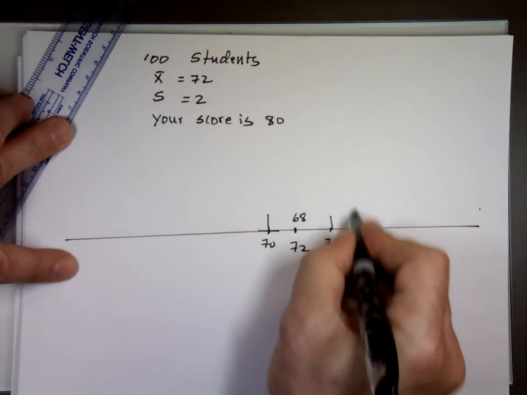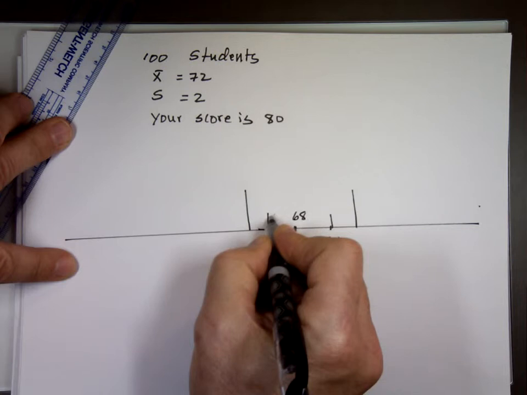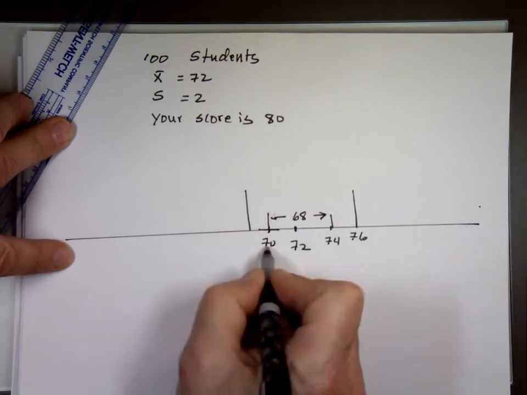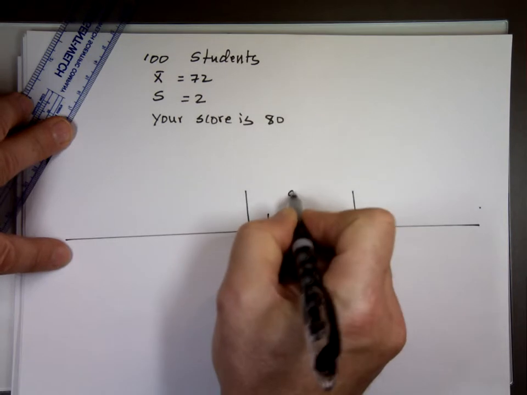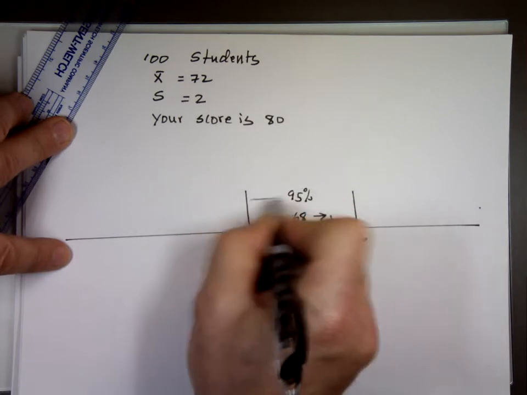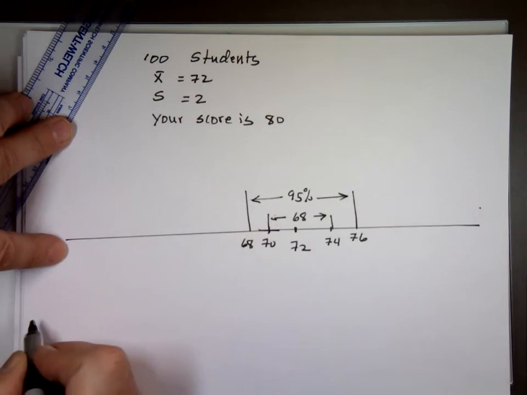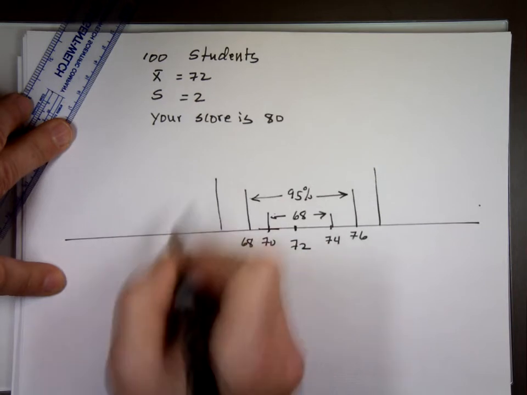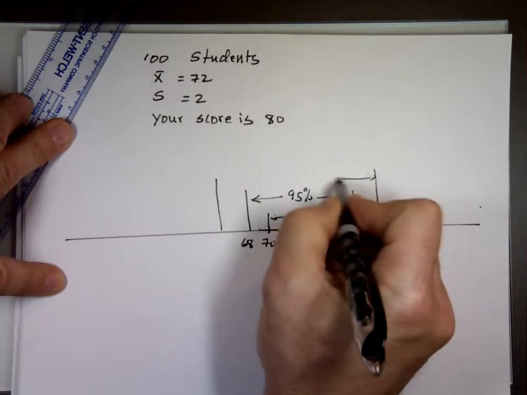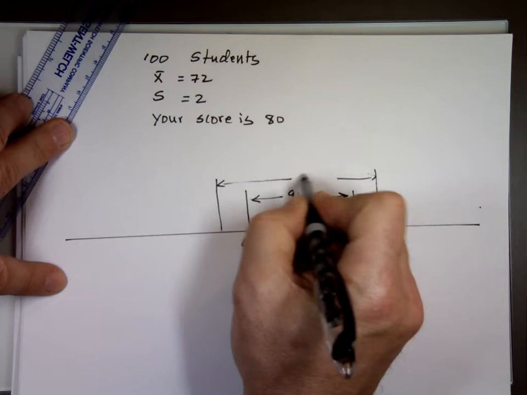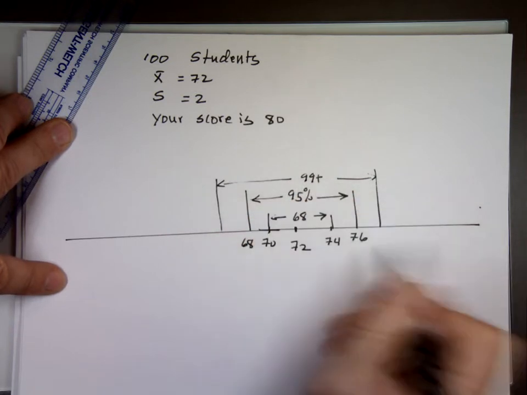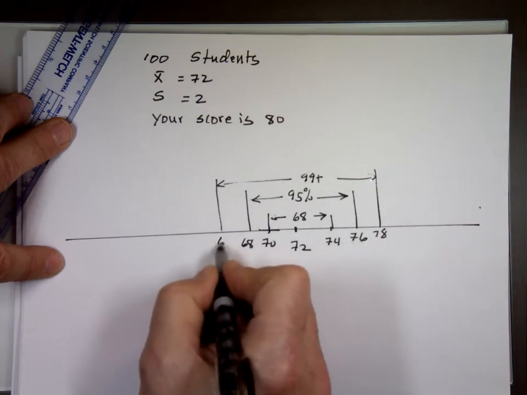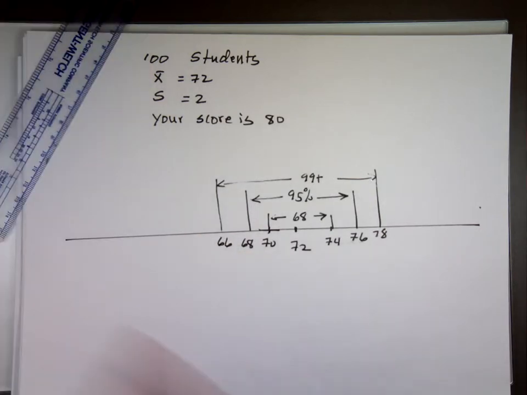95 students are between what? 76 and 68. And the entire class, almost the whole class, 99.7, let's say 99 plus, are within what? 78 and what? 66. So notice, everyone has really almost the same score.